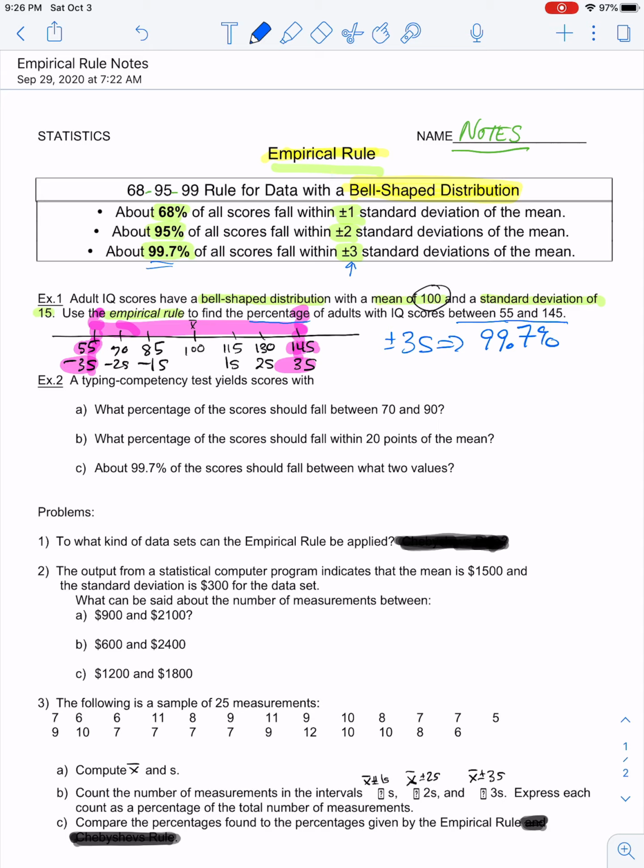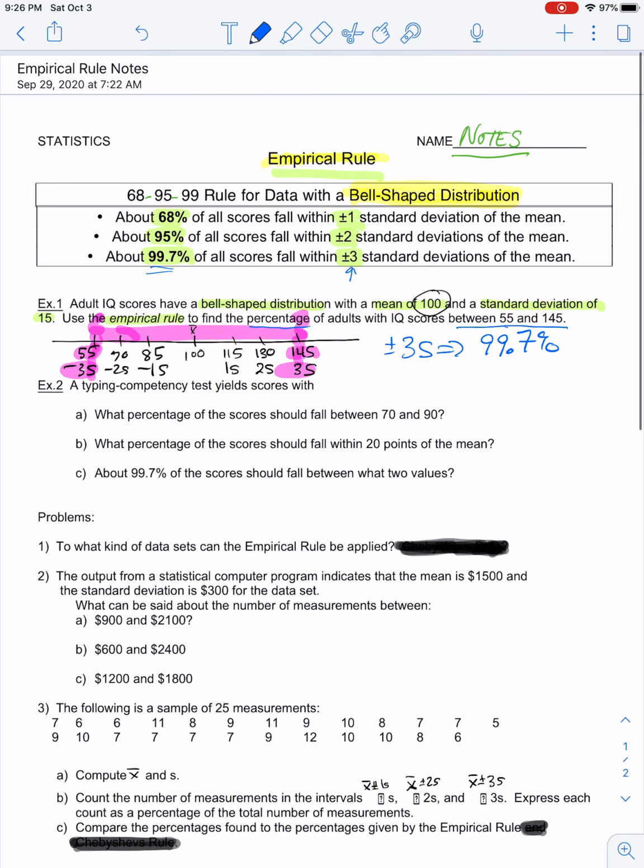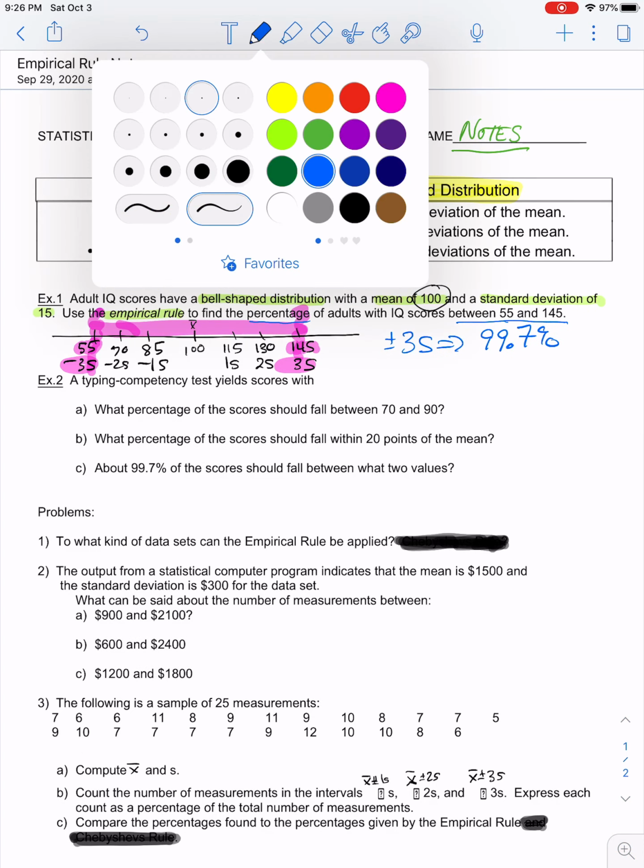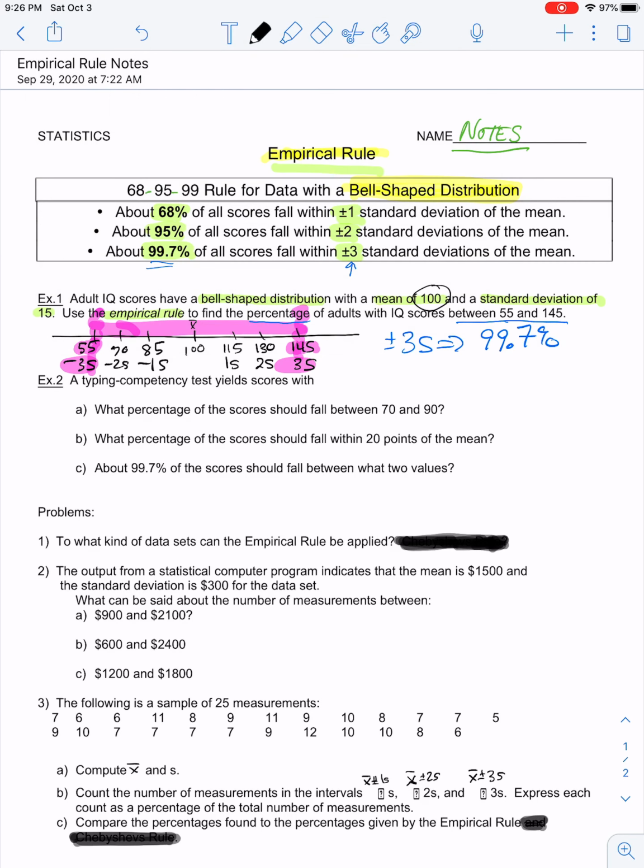A typing competency test yields test scores with, and part of your question got cut off there, didn't it? Isn't that interesting? I've got to fill that in for you then. The test yields scores with a mean of 80, so you should have this on your guided notes, and a standard deviation of 10. A histogram shows that the distribution of scores is roughly bell-shaped. We have to know that, or none of these rules apply.